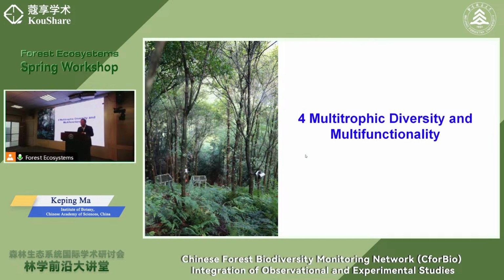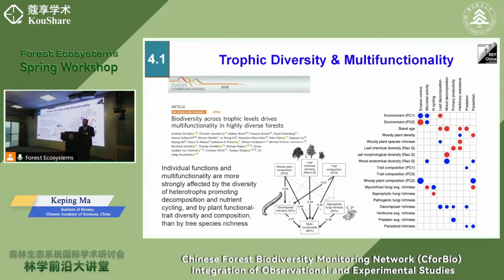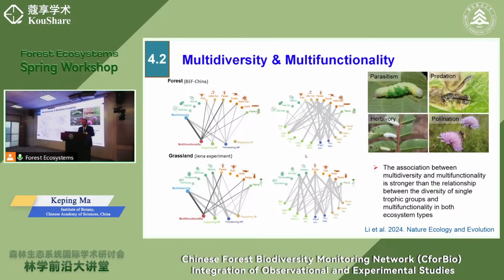And we also carried out research on multi-trophic diversity and multifunctionality. First, we carried out analysis with the forest BEF experiment and the Jena grassland experiment. And then we carried out further analysis and found that the association between multi-diversity and multifunctionality is stronger than the relationship between the diversity of single trophic groups and multifunctionality in both ecosystem types, forest and grassland.